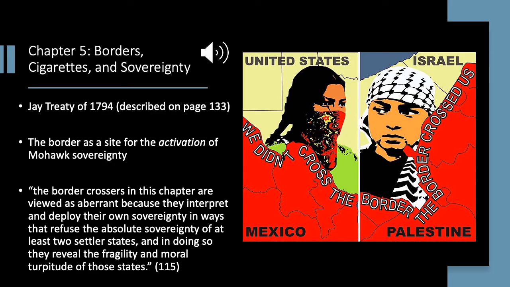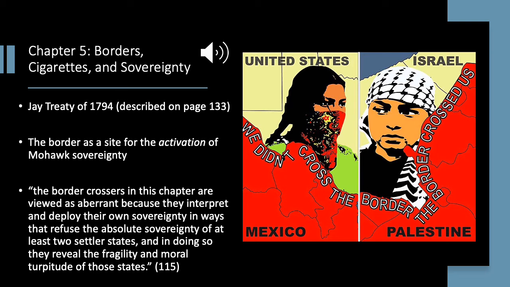With chapter 4, Simpson brings us to border crossings between the U.S. and Canada. This is really the ethnographic meat of, what a weird metaphor, the ethnographic meat of the book. This has the richest ethnographic material.